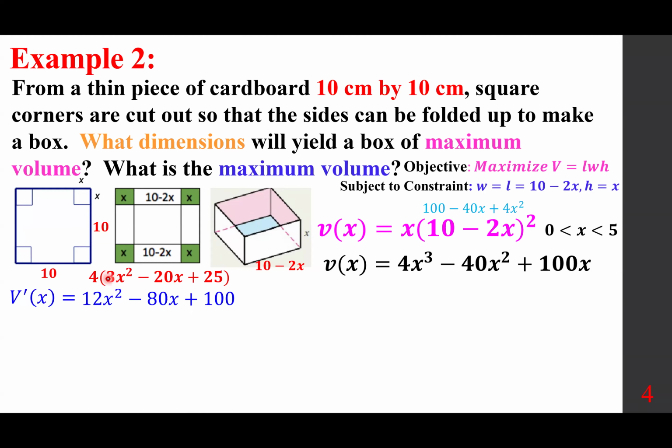Three is a prime number, so you have 3x and x. 25 is the product of 1 and 25 or 5 and 5. And because this is positive, both of them have the same sign. Working it out, we end up with 4 times (3x minus 5) times (x minus 5) equal to 0. Either this one is 0, which means x is 5/3, or this one is 0, which means x is 5.